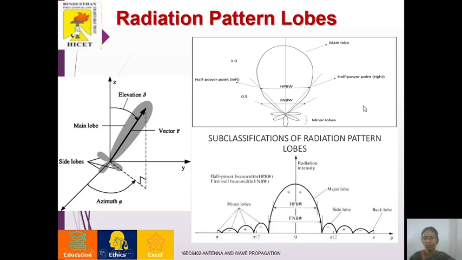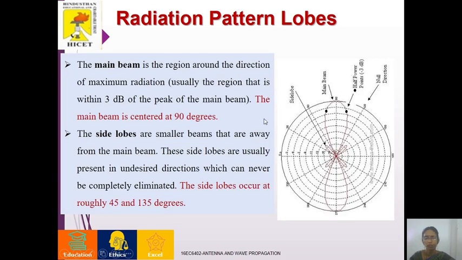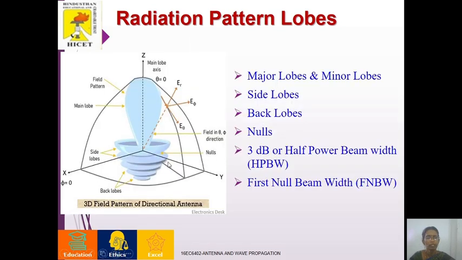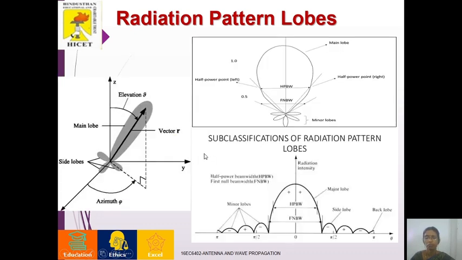So, the three-dimensional view of a radiation pattern will contain a major lobe or the main lobe with minor lobes consisting of side lobe and back lobe. The minor lobes consist of side lobes in the direction of your main lobe and back lobes in the direction opposite to the main lobe. And nulls are the directions of minimum radiation or zero radiation.